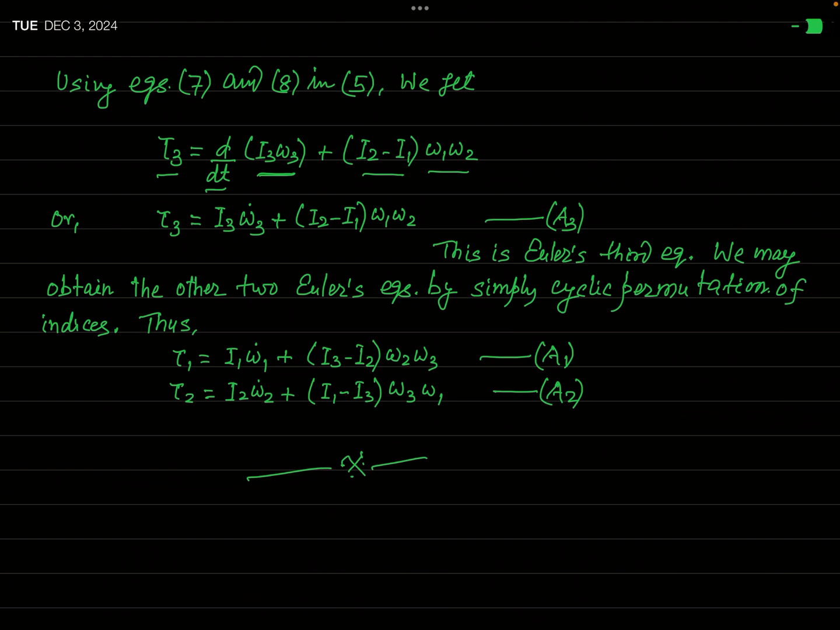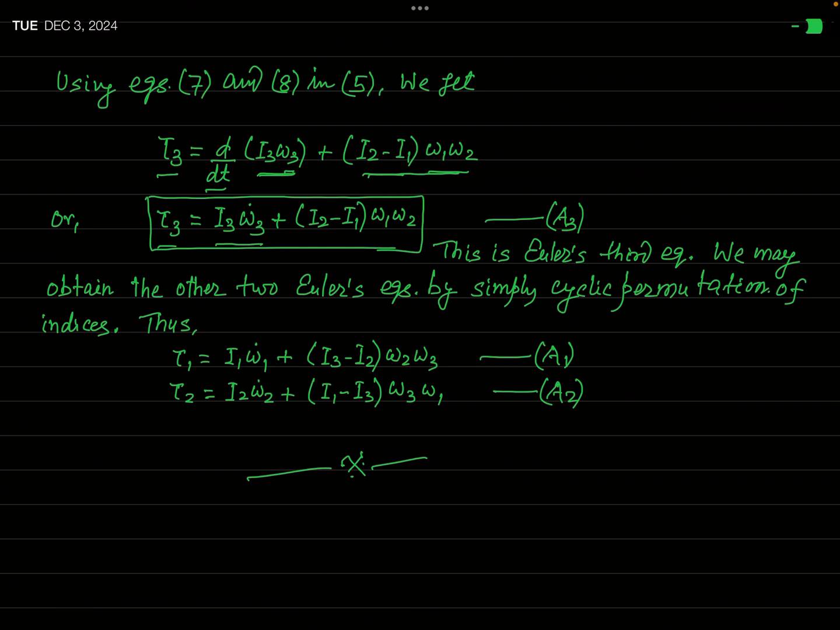And here I3, you know, is time independent, so differentiation will be only of omega 3. So this will be tau 3 equal to I3 d omega 3 by dt, and d omega 3 by dt is written as omega 3 dot. So tau 3 is equal to I3 omega 3 dot plus I2 minus I1 times omega 1 omega 2, okay.